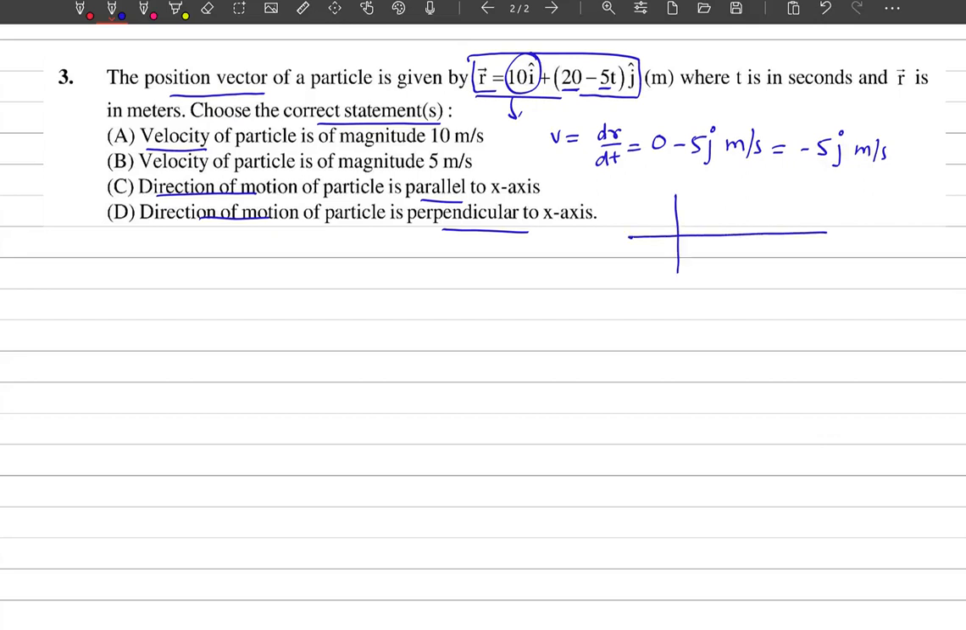ओके, सो लोकेशन at t equals 0. If you put t equals 0, it is at x equals 10 and y equals 20. It is somewhere here. This is y equals 20, and this is x equals 10. Now the particle is going downward, means this is how it is going. So now this is perpendicular to x axis. तो एक तो इसका आंसर D हो जाएगा एंड दूसरा आंसर इसका B होगा, right?